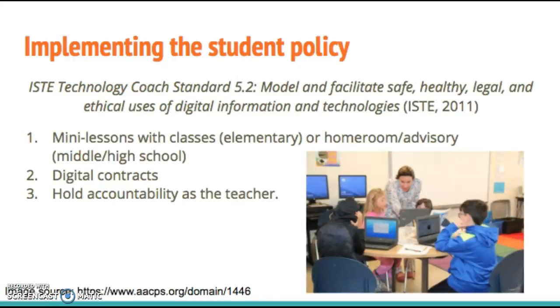Once the acceptable use policy is communicated to the school community, it's important to follow up on it. The AUP will not be understood or implemented by students if the ideas are not reiterated to them. In order to model and facilitate healthy, legal, and ethical uses of digital information and technologies, we have many options to do so. Teachers could give mini lessons of the AUP, or they could even sign a contract before using any electronics. We as teachers need to hold our own accountability as well.